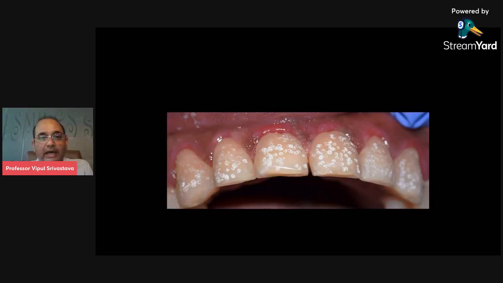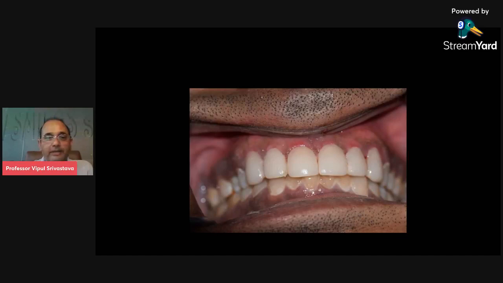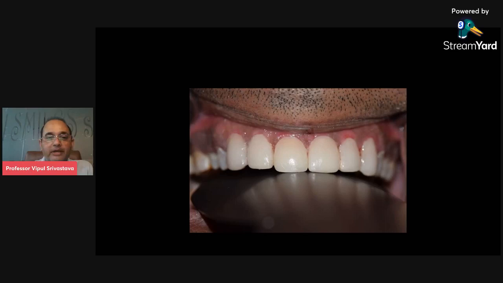Instead of using a drill, I have just used laser for modification of the surface. So this is not by etching, but by using a hard tissue laser. And immediately we cemented these veneers, and you can see here the immediate post-op. This is an old case we are discussing.